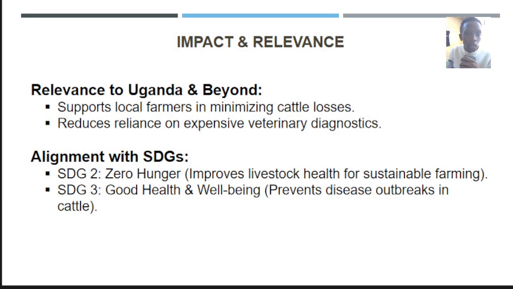And why is this approach impactful and relevant? We want to support local farmers in Uganda in minimizing cattle losses, and further, I want to go even beyond Uganda. Also to reduce reliance on expensive veterinary diagnostics.